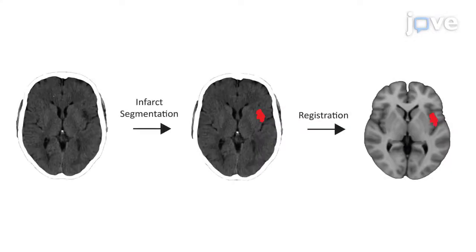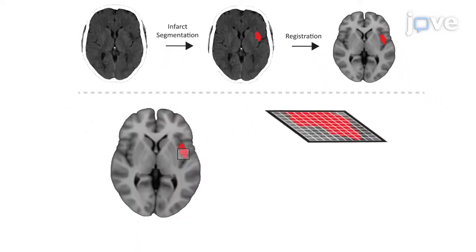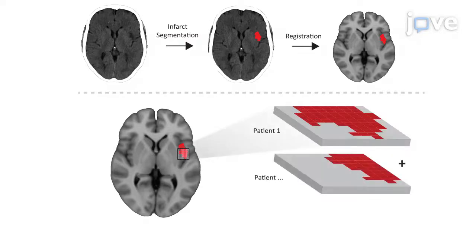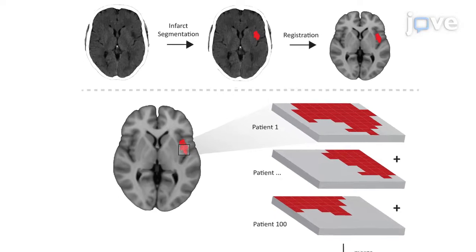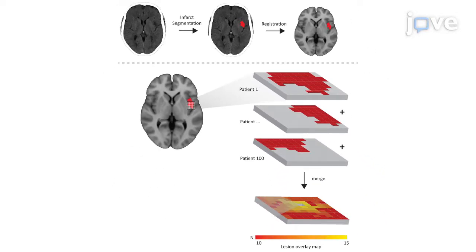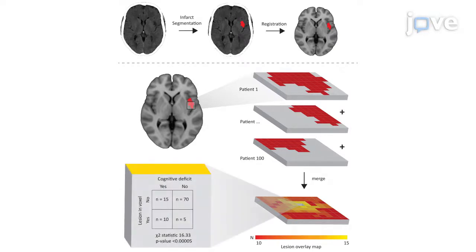This protocol describes how to perform the processing steps required for lesion symptom mapping. Once the lesion maps are registered to standard space, lesion symptom mapping can be performed on large groups of patients. When all the lesion maps are transformed to standard space, each voxel represents the same brain region across subjects. This allows for statistical analyses to be performed, for example, to test if the presence of a lesion in a particular voxel is associated with a cognitive deficit.